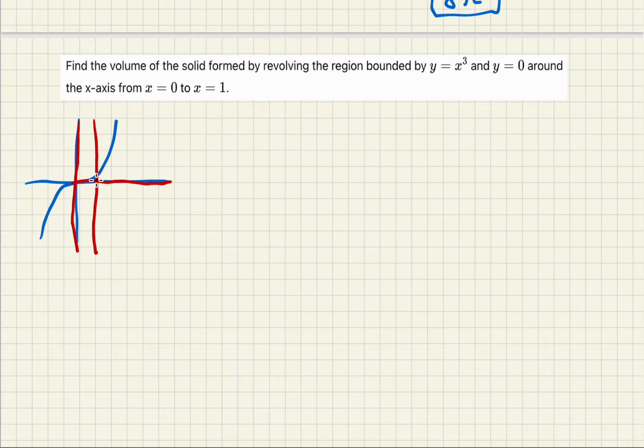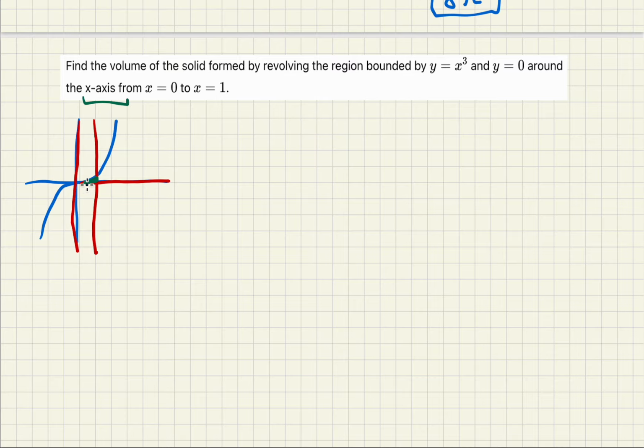Right now it's pretty hard to see. It's this small little area in green, which I'm highlighting right now. This is the area we're talking about, because it's the area under the y equals x cubed curve, and it's bounded by y equals 0 from x equals 0 to x equals 1. So this is the area, and we're revolving this around the x-axis.